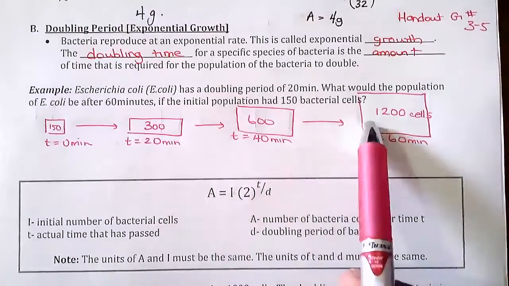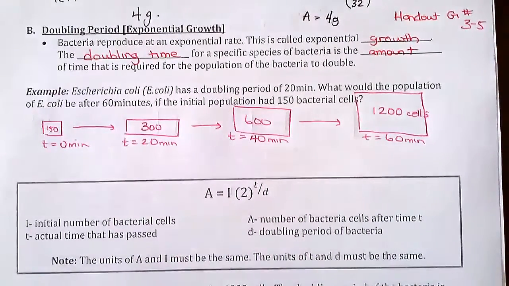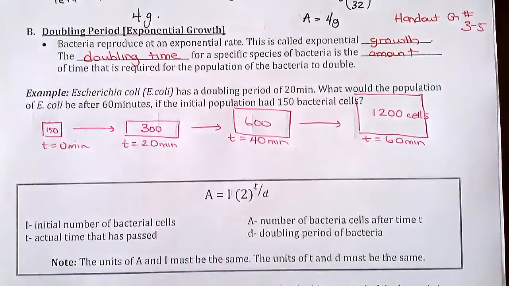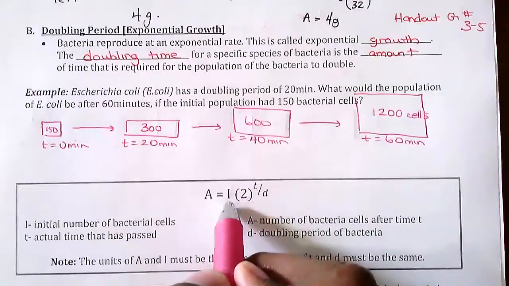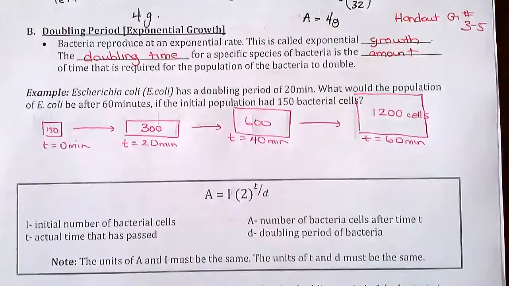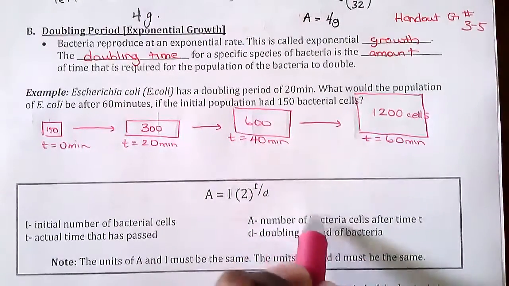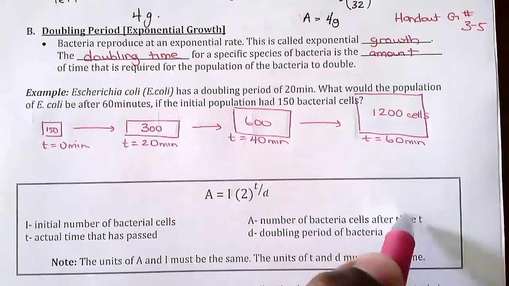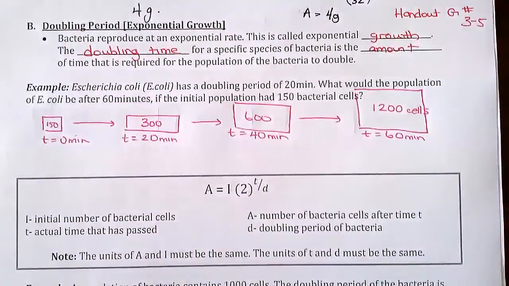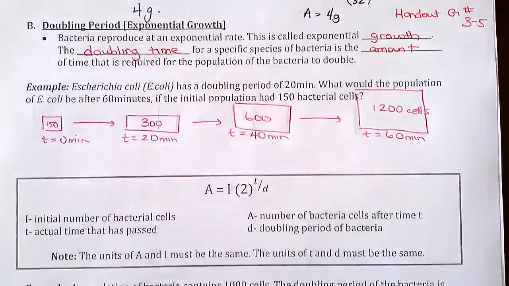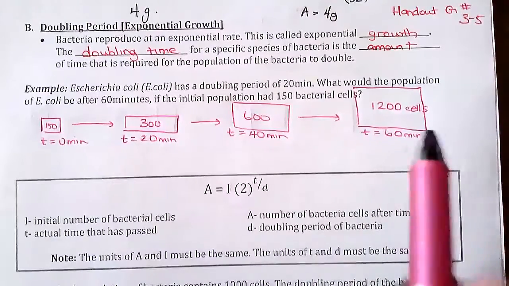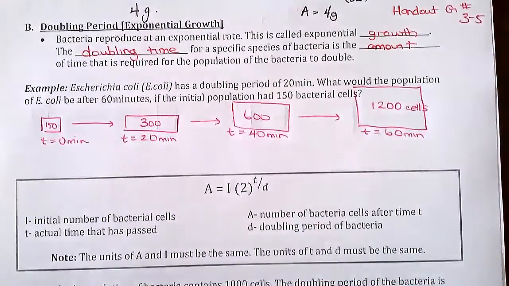So we can also solve this question using a formula just like we saw yesterday, or in the previous video. So here is our formula. I, again, represents the initial number of bacterial cells. So how much did you start with? Again, here it would be 150. A represents how many bacterial cells exist after a specific amount of time. So here, for this scenario, A would be 300 because after 20 minutes, we have 300 bacteria. Here, A would be 1,200 because after 60 minutes, we have 1,200 bacterial cells.